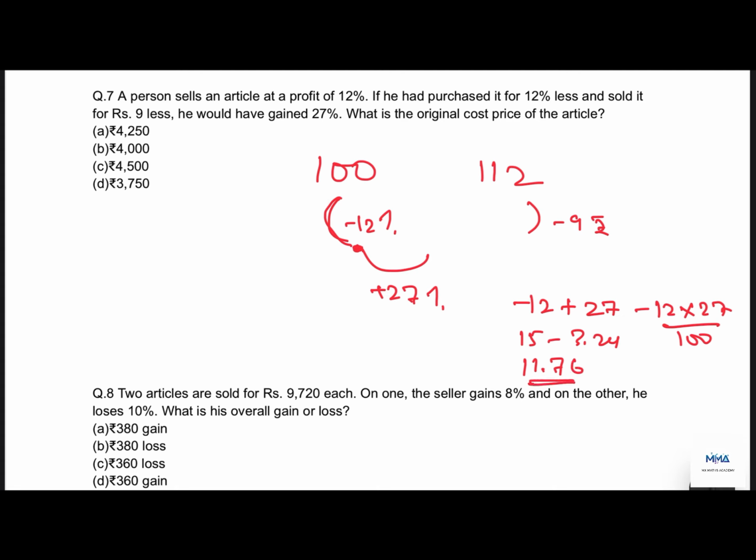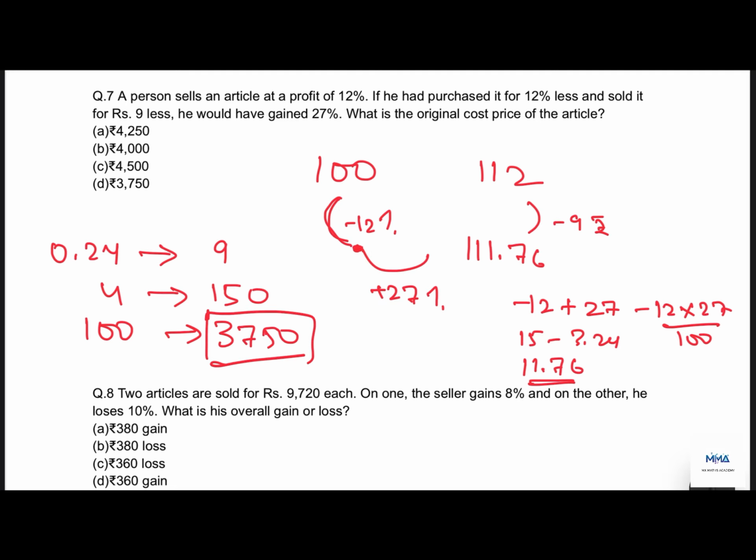So the resultant here, if you take 100 as CP, is 111.76. So the difference, which is 0.24, is equivalent to 9 rupees. We need what 100 is equal to. If you divide both of these by 6 and multiply with 100, you're going to get 4 and 150. So to get 100, you have to multiply this with 25, which will give us 3750.